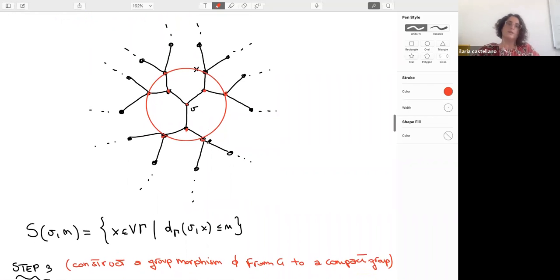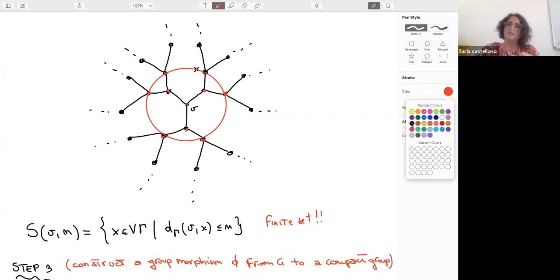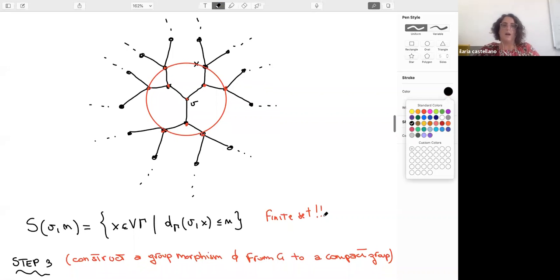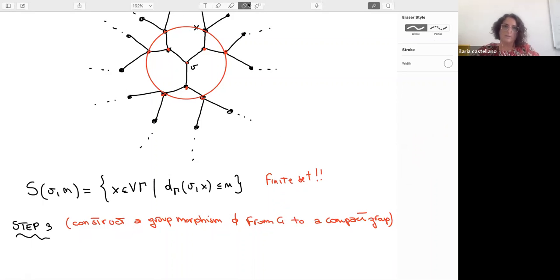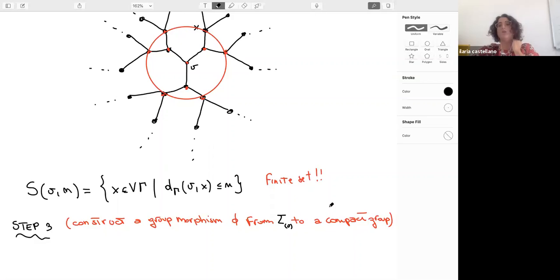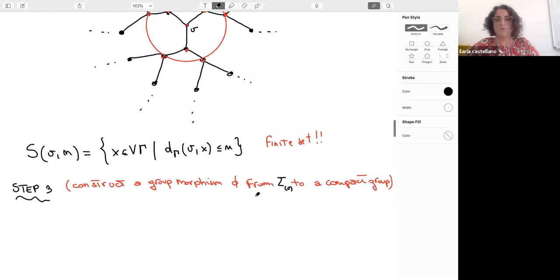Now, why is this important? Because now the graph is locally finite. So whenever I zoom on a neighborhood, a sphere of V, this is a finite set. This is going to be helpful in the third step, where I want to form a group morphism from the stabilizer of V to a compact group, and then prove that this morphism is continuous, open, and injective, and then I will conclude that sigma V is compact. So this is the goal. How do we do that?